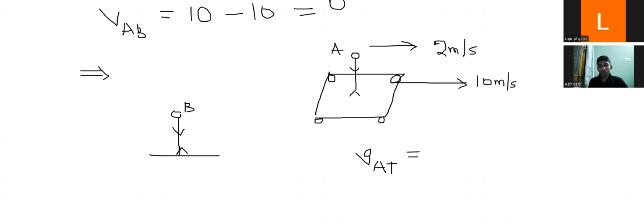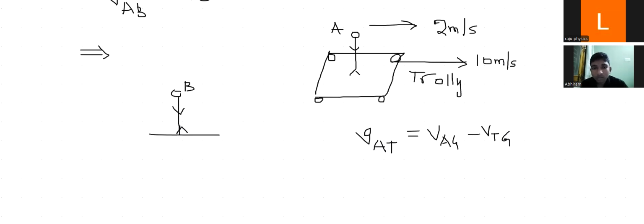Yeah, okay, Abhi. So the velocity of A with respect to the trolley. What is the formula? VAG minus VTG. So here we know the velocity of A with respect to the trolley.